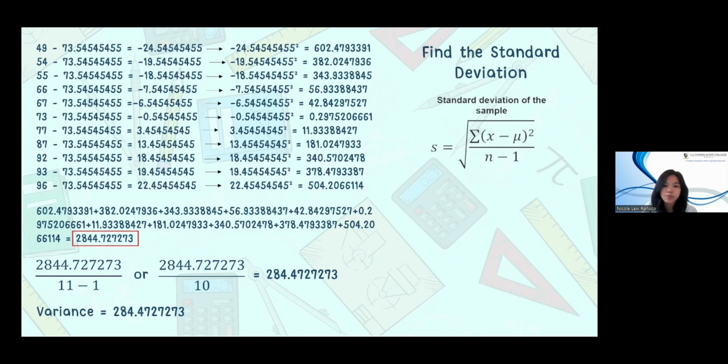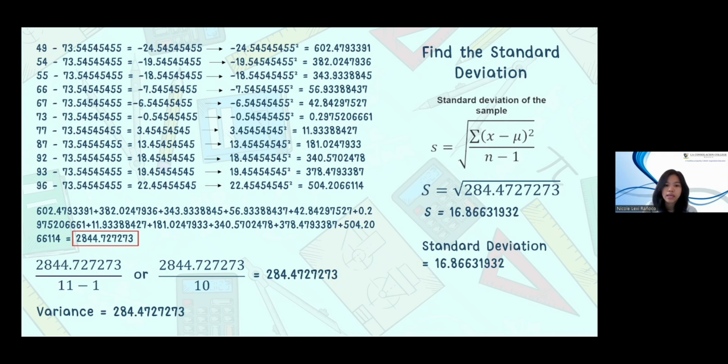Again, now that we have our variance, we can get the standard deviation. So the square root of 284.4727273 is 16.8663192, which would be our standard deviation.